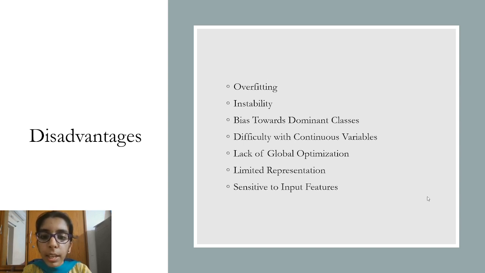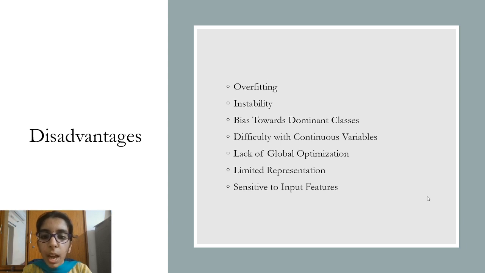Lack of global optimization. CART uses a greedy recursive partitioning algorithm to construct decision trees, which may not always lead to globally optimal trees. The algorithm makes locally optimal decisions at each split without considering the overall structure of the tree. As a result, CART may not always find the most efficient or accurate tree configuration for the given data.